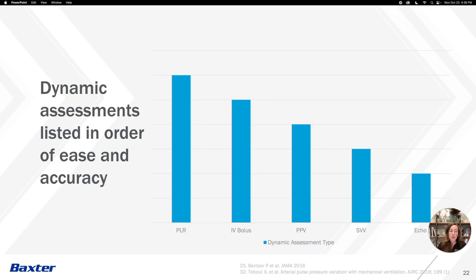So let's talk about dynamic assessments then, in order of ease, accuracy, sensitivity, and specificity, all of those things. So a passive leg raise is when you sit your patient up in bed and essentially the blood drains from the torso down to the lower extremities. The calf veins of the legs are where a lot of that blood is going to pool, and you're looking at a stroke volume index, let's say continuously.